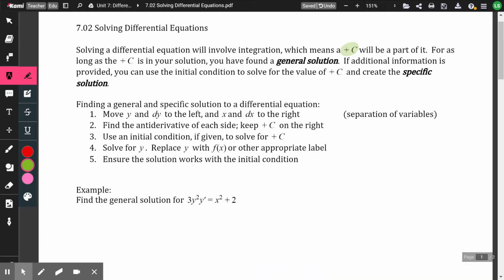So as long as we have that plus c in that solution, what we're finding is a general solution for that equation. When we have additional information, and it's usually some sort of initial condition, like some kind of point that they'll give you, then we'll be able to plug that point into our general solution to find a specific solution.